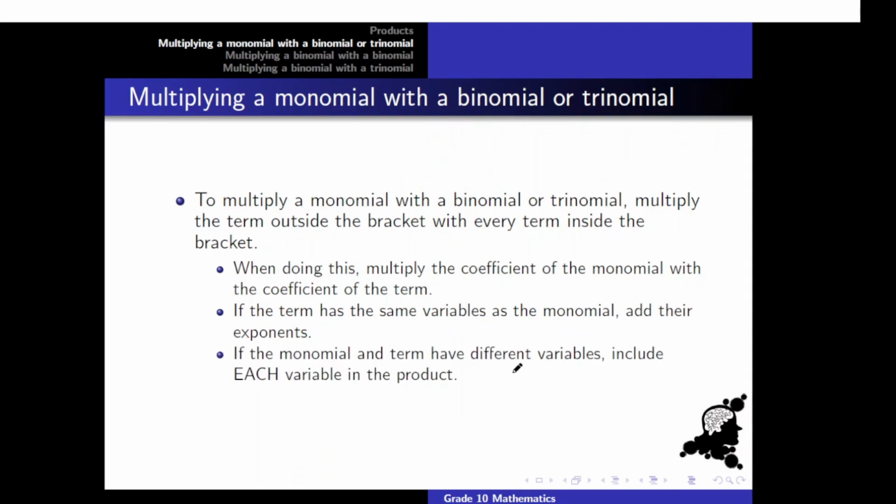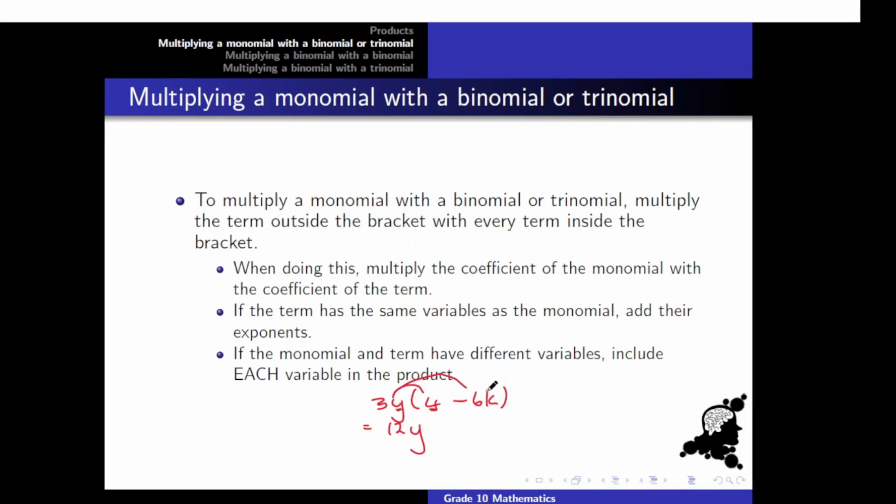If the monomial and the terms have different variables, include each variable in the product. What does that mean? Let's say I've got 3y into 4 minus 6k. I'm still going to multiply my coefficients. 3y times 4, I'm going to multiply 3 times 4. This is going to give me 12. There's a y here, but there's no y there, so I'm just going to bring down the y as it is. Then I move on.